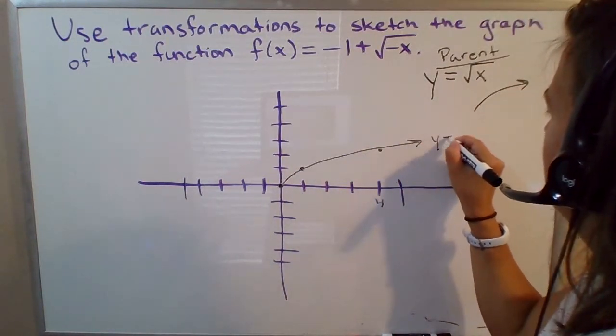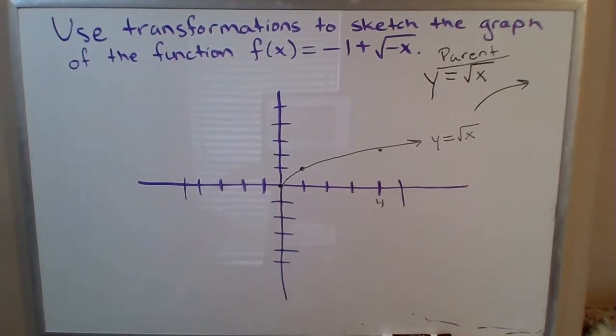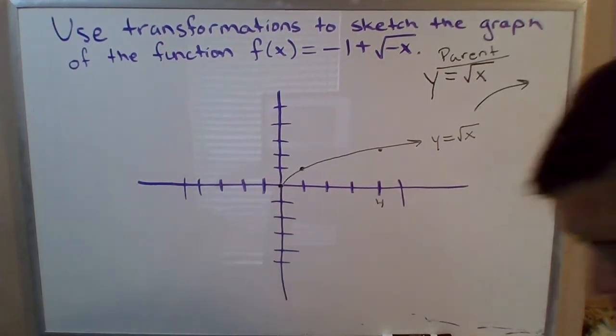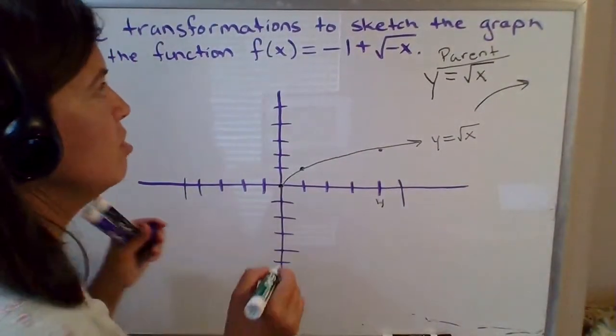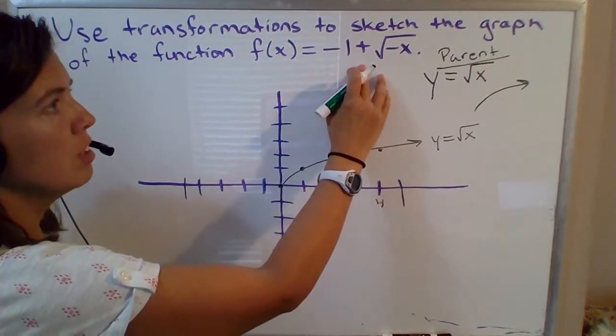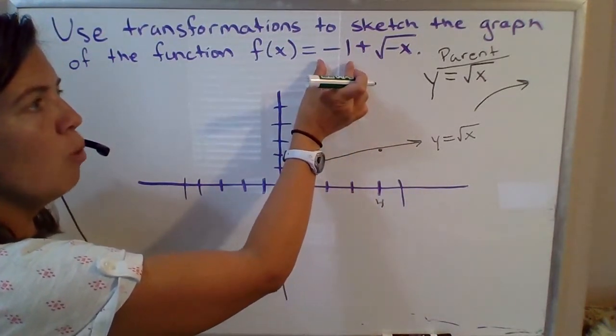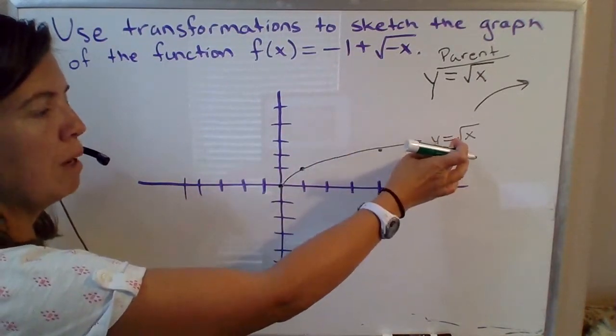So now we've got 3 points plotted precisely on the page. And I'm going to label this. So this is the graph of our parent function, y equals the square root of x. Now it's time to look at the equation of the given function and decide what transformations we need to apply. So here's the equation for the given function. This -1 is outside of the square root. This is outside of that parent function.